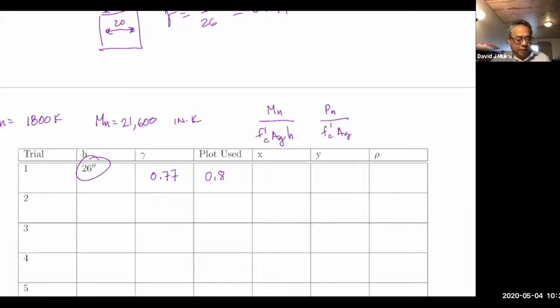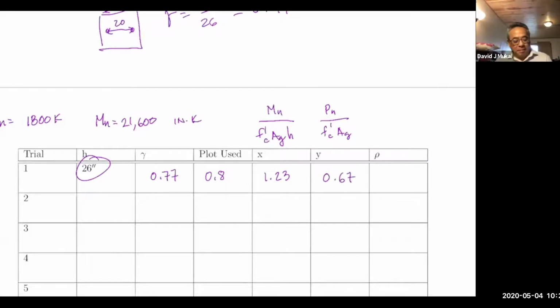So 21,600 divided by 26 squared divided by 26. 1.23. Okay, y is 1,800 divided by 26 squared. And I get 2.66. Oh, and then divided by 4, right? 0.67.